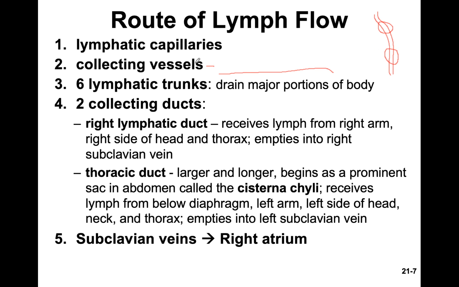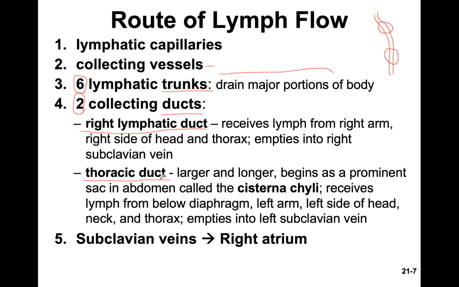The collecting lymph vessels will then converge to make lymph trunks. And you've got 6 of them. I will give you the names of all these. The 6 lymph trunks from the 6 main regions of your body will converge together to make lymph ducts. And there's only 2 of those. Lymph duct number 1 is called the right lymphatic duct. This duct is going to get all the lymph from the right arm, the right side of the head, and the thorax. The thoracic duct is going to collect lymph from a much larger area, and it's going to collect it from the diaphragm region, left arm, left side of the head, neck, and thorax.